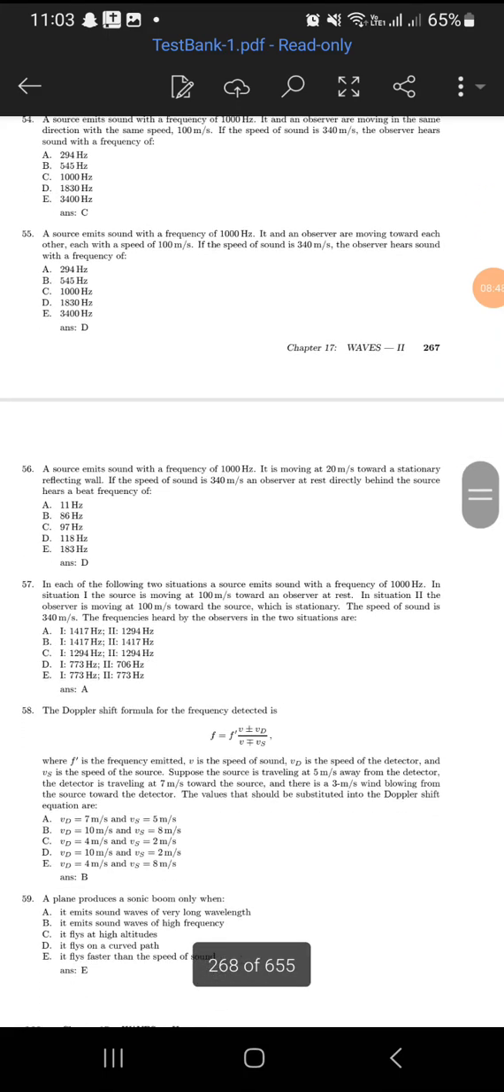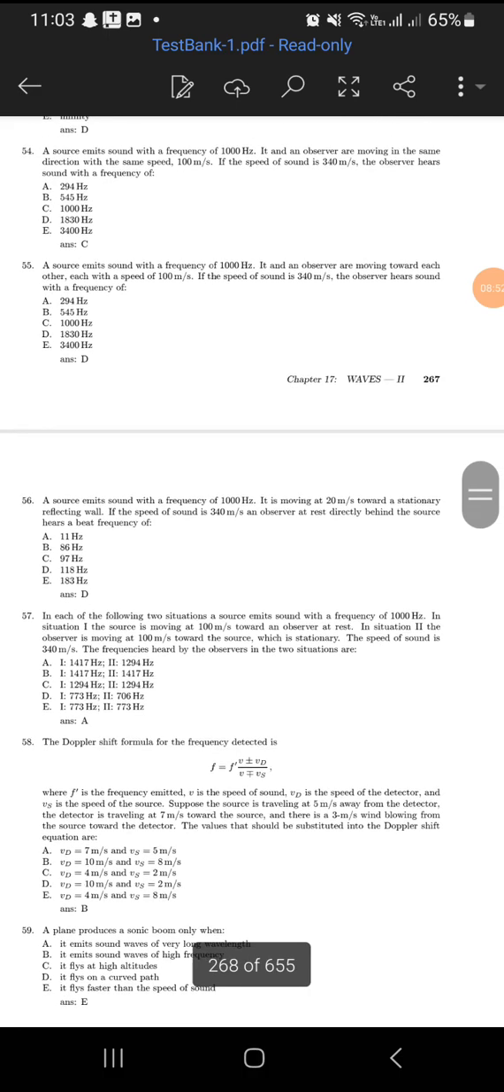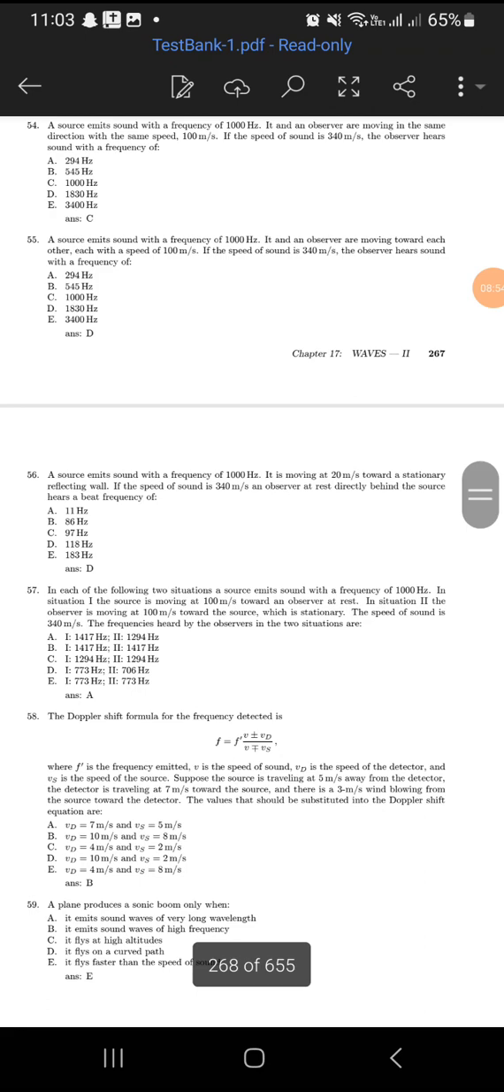A source emits sound with a frequency of 1000 Hz. If it and an observer are moving in the same direction with the same speed, which is 100 meters per second, and the speed of sound is 340 meters per second, the observer hears sound with a frequency of 1000 Hz. It's still 1000 Hz.